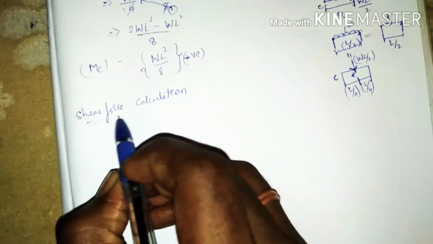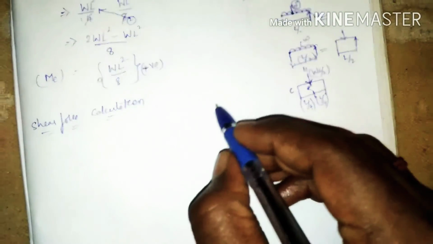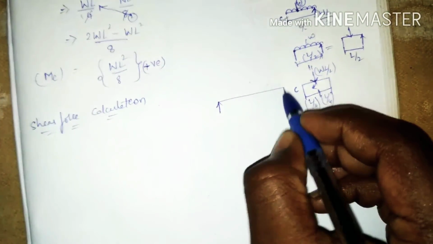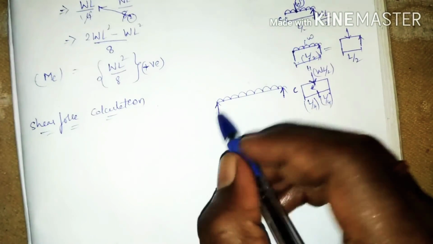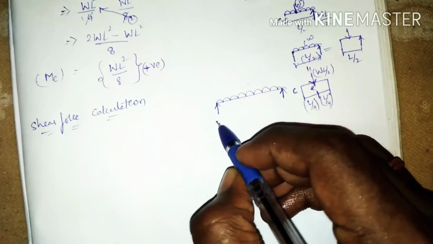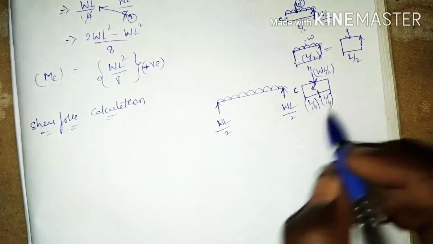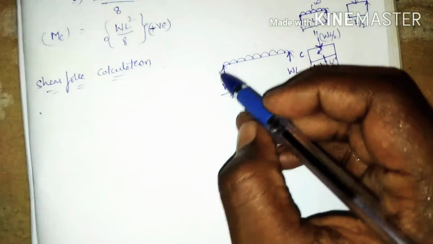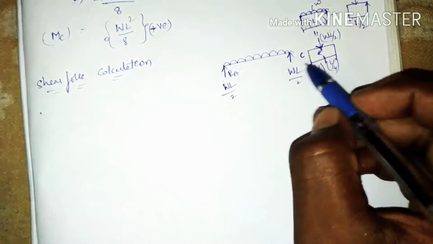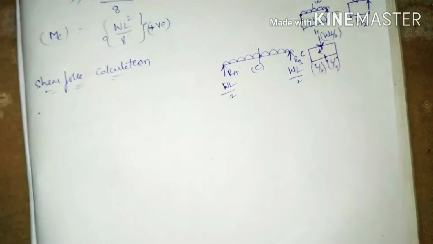Shear force calculation. Here we are having a diagram like this. This is a UDL, and here we found out that WL by 2, and here also WL by 2. Here this is RA and this is RB, and let us consider this point as C.